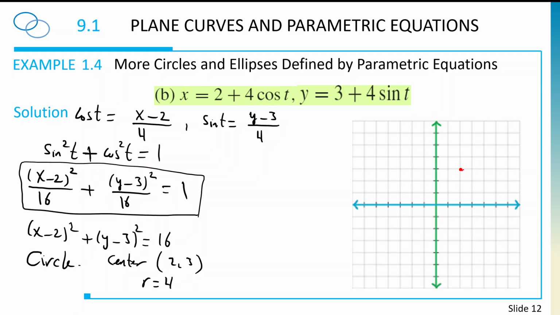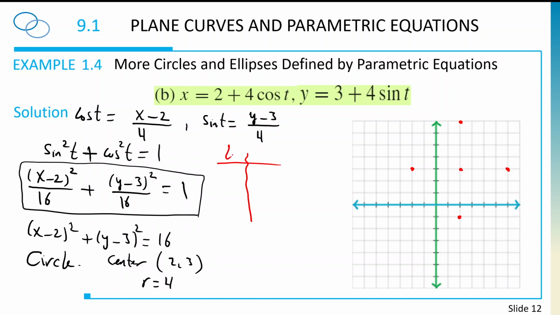So this is 4 units to the right from the center, 1, 2, 3, 4. This is 1 point. Down 4 units, 1, 2, 3, 4. To the left, 4. Up 4. So this is all the surrounding of the circle. What's left here? Just to double check the orientation.